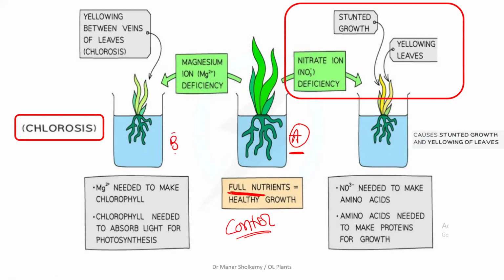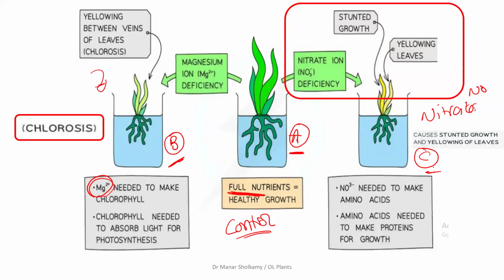In plant B, there was no magnesium. So this plant was growing in a situation where there is no magnesium. And plant C was growing in an environment where there are no nitrates. So what do you think will happen to plant B and plant C? Will they be healthy like plant A?